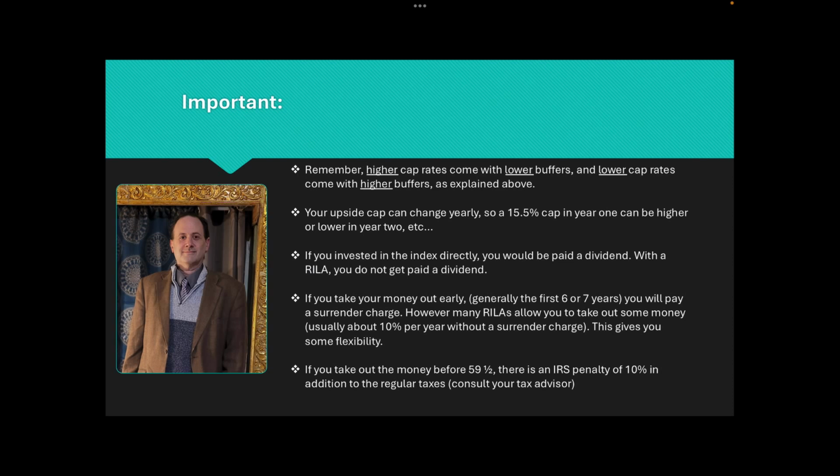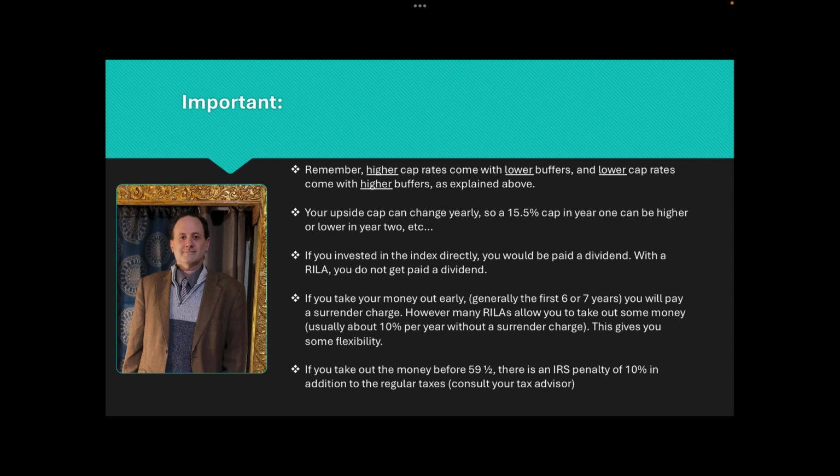Important things to consider. Remember, higher cap rates come with lower buffers, and lower cap rates come with higher buffers, as explained above. Your upside cap can change yearly, so a 15.5% cap in year 1 can be higher or lower in year 2, etc. If you invested in the index directly, you would be paid a dividend. With a RILA, you do not get paid a dividend.